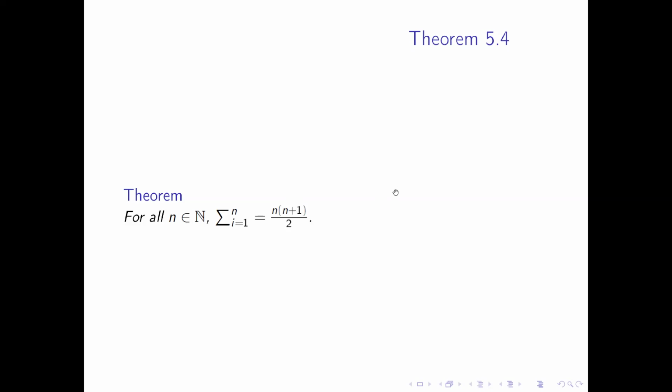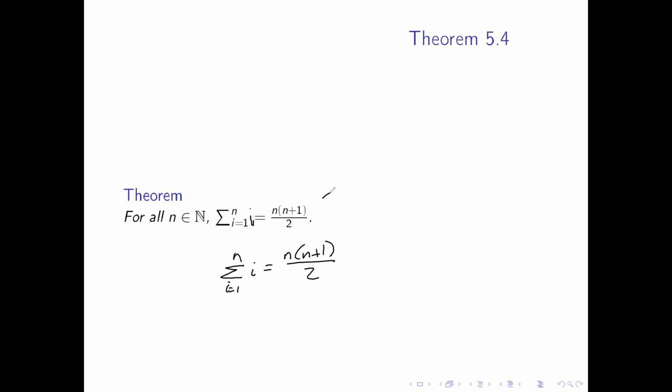Since you've all done mathematical induction before, I'm going to let you loose on a couple of these that should look familiar. This one is missing a key part. It's missing an i. So that really should say, let me rewrite it down below: the sum from i equals 1 to n of i is equal to n times n plus 1 over 2.